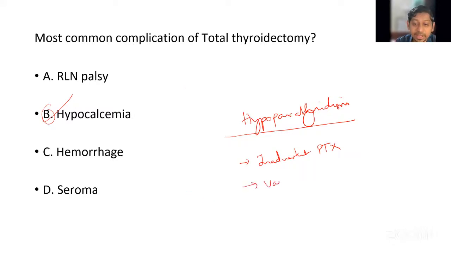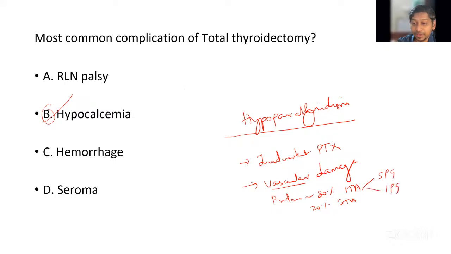Other thing is vascular damage. Sometimes you may visualize the parathyroid, you may preserve it, but you may devascularize it. Now, what is the vascular supply of the parathyroid gland? Remember, predominant vascular supply: in 80%, the parathyroid gland is supplied by the inferior thyroid artery. In 20%, you can get superior thyroid artery. Very rarely, you can get direct branches from the aorta. However, usually 80% of the time, inferior thyroid artery supplies both the superior parathyroid gland and the inferior parathyroid gland.